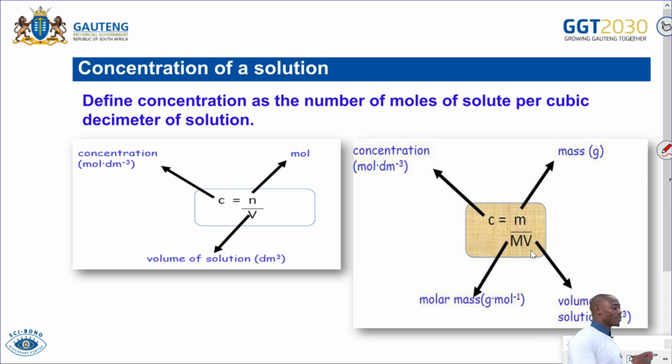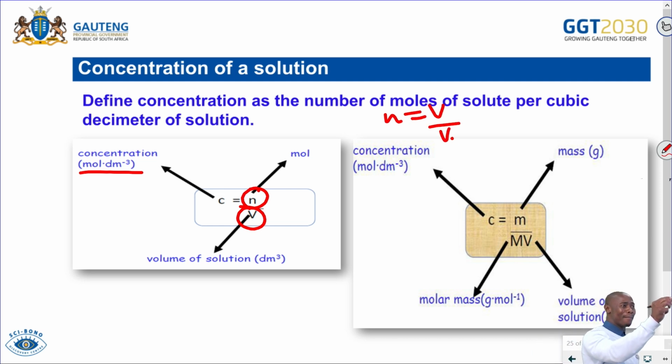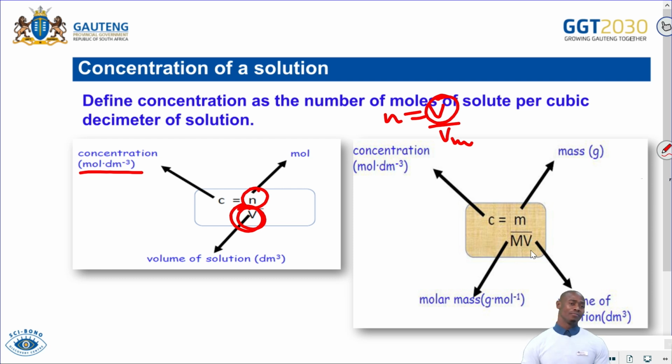Concentration of a solution is given by number of moles divided by volume. Concentration is measured in mole per cubic decimeter, and N is the number of moles in mole, and then V. Please be careful when it comes to this V. There's V when it comes to n equals V over Vm. This V here is the volume of a gas at a certain temperature and pressure. But this V is the volume of a solution, not the volume of a gas.